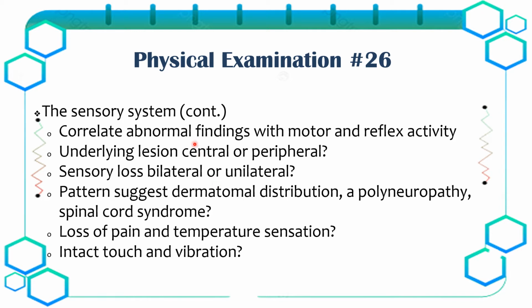You have to correlate your abnormal findings with motor and reflex activity. Is there an underlying lesion in the central or peripheral nervous system? Is there sensory loss that is bilateral or unilateral? Does the pattern suggest a dermatomal distribution, a polyneuropathy, or a spinal cord syndrome? Is there loss of pain and temperature sensation with intact touch and vibration?